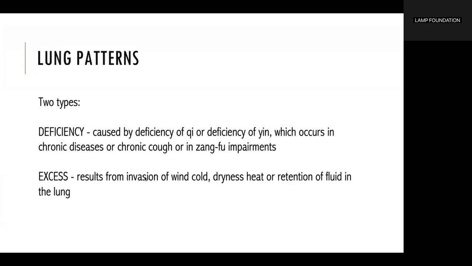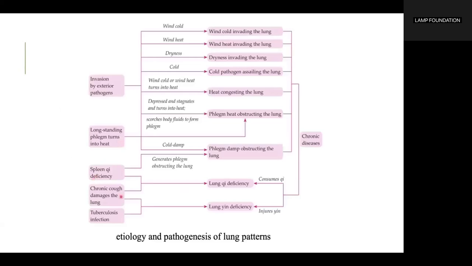The lung patterns can be classified into two types, deficiency and excess. Deficiency is caused by deficiency of qi or deficiency of yin, which occurs in chronic diseases or chronic cough or in zangfu impairments, while excess results from invasion of wind cold, dryness, heat, or retention of fluid in the lung. Etiology and pathogenesis of lung patterns.